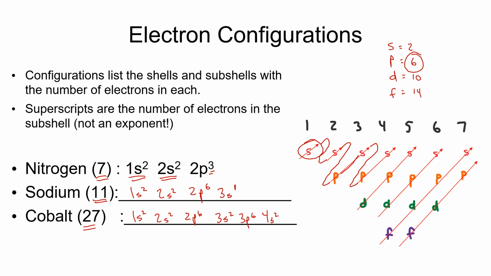7 electrons left. After 4s goes back down to 3d, so our first time in the d subshell, and we have 10 possible in there. If we're at 20 electrons, we only need 7 more, and so the 3d subshell will only have 7 of a possible 10 in there. So there you go, electron configurations.